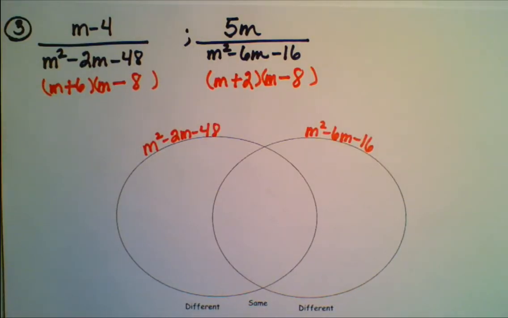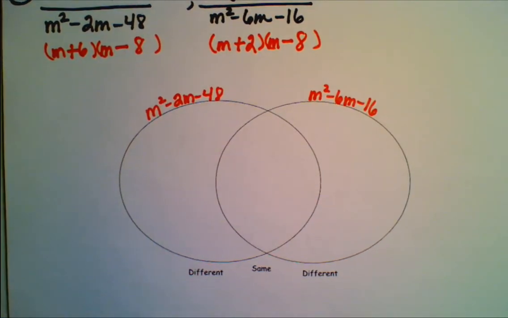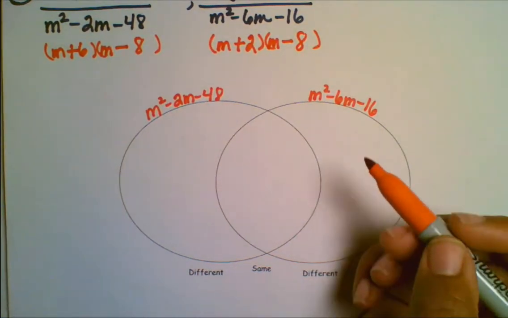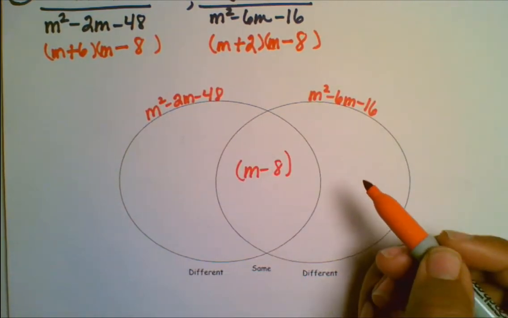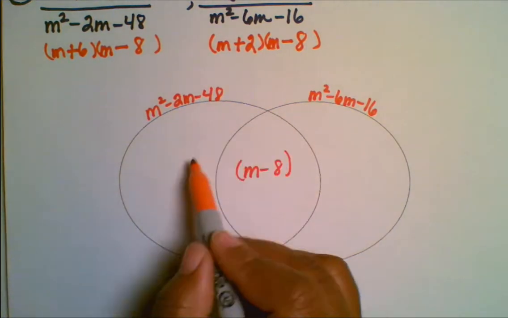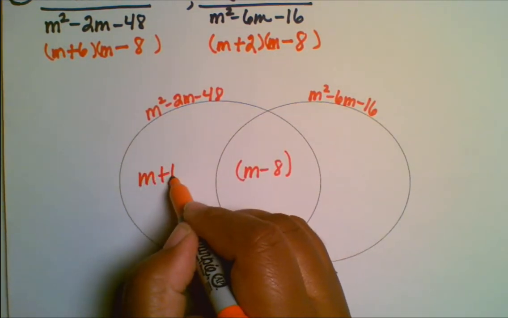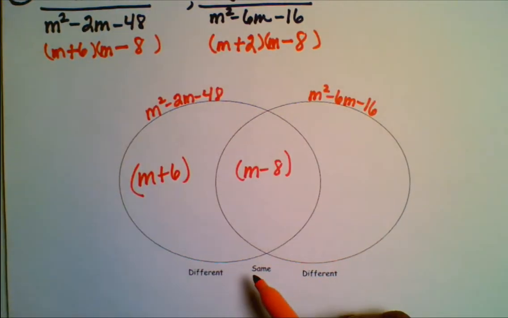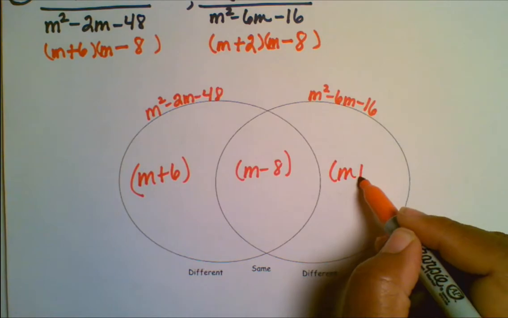So now that our denominators are factored, let's go ahead and fill in the Venn diagram so we can find the LCD. What's the same? M minus 8. Then for the first circle, what would be different? M plus 6. And then for the second circle, what would be different? M plus 2.